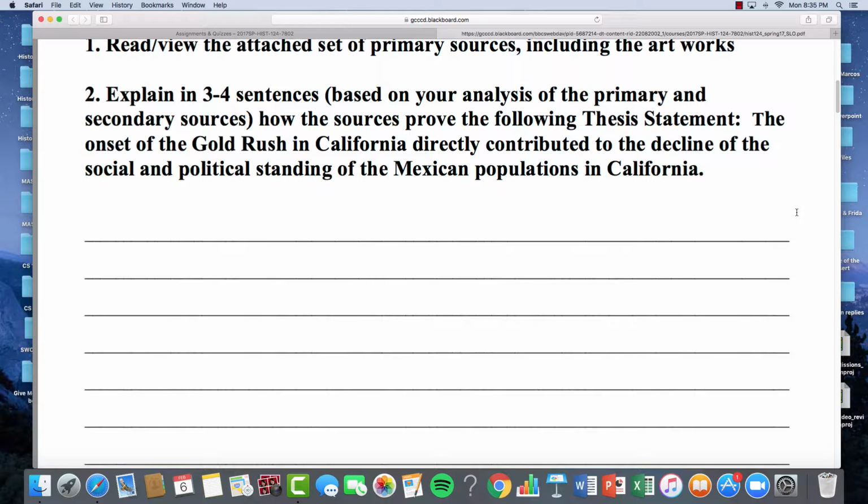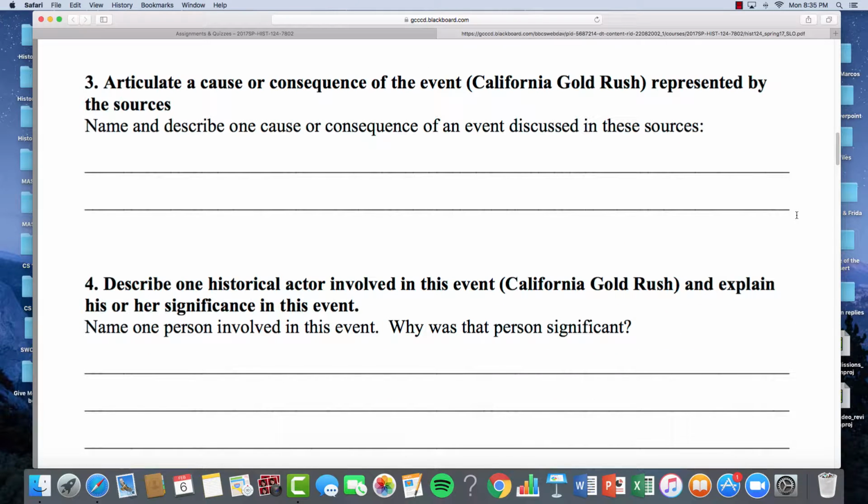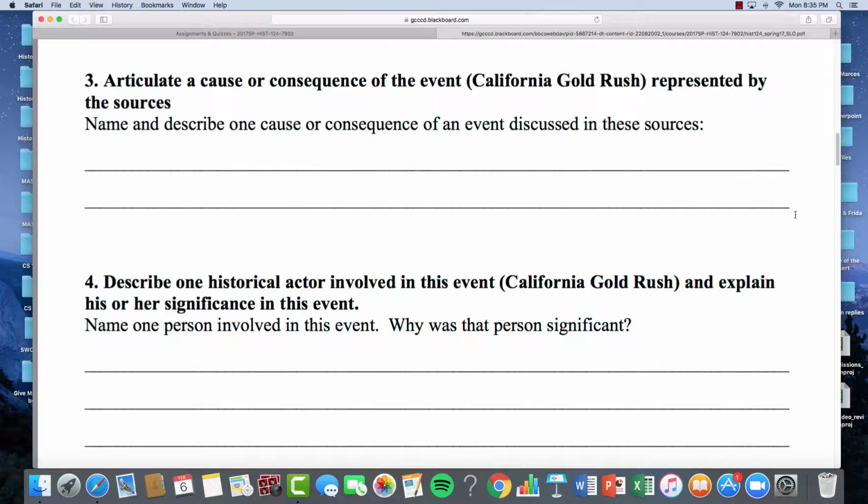But if you need more than 3 to 4 sentences, 5 or 6 sentences, by all means, take as much time as you need in order to develop essentially a paragraph to analyze this thesis statement. Okay, parts 3 and 4 are a little bit more straightforward, so you don't really need to get into more, shall we say, critical thinking. But definitely, if you want to get into 3, 4, or even upwards of 5 or 6 sentences, please be my guest. Part 3 is tell me a cause or consequence that led to the gold rush.